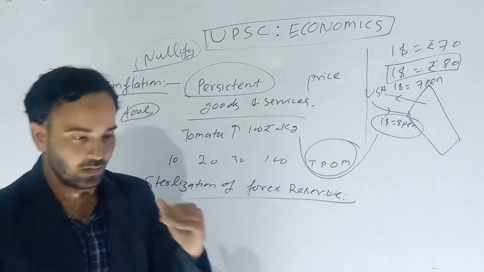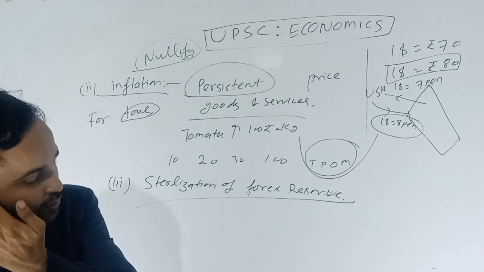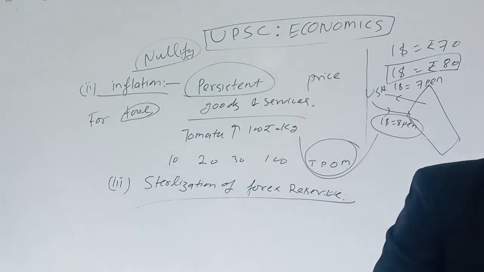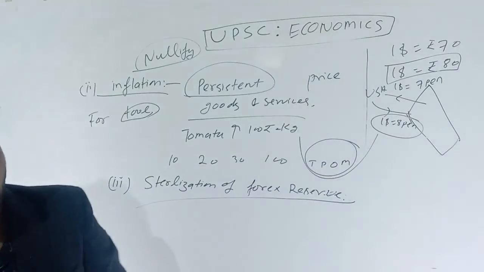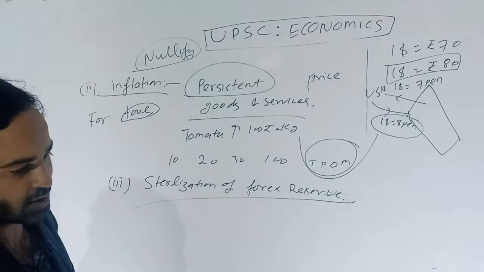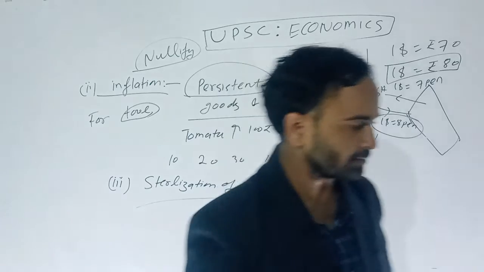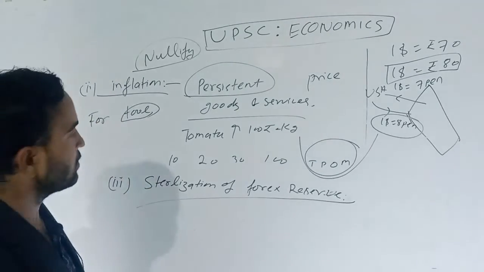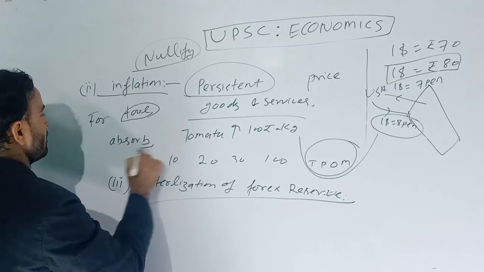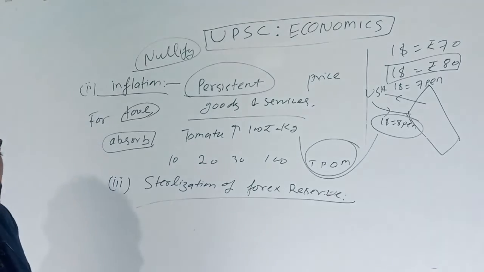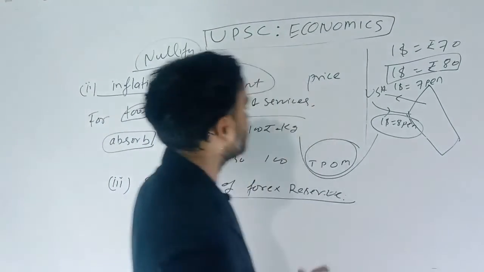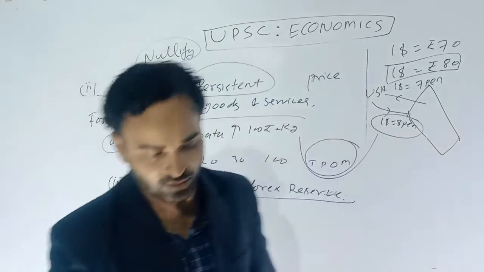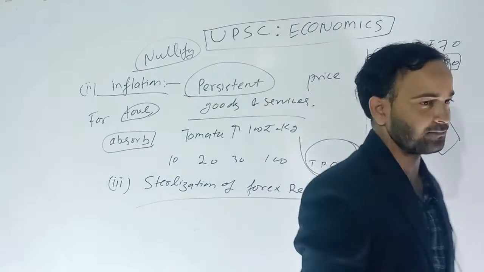Write down one or two lines. As a tool, RBI sells and purchases government securities in the open market, to soak, to absorb the excess liquidity, in order to control inflation. What is my point?